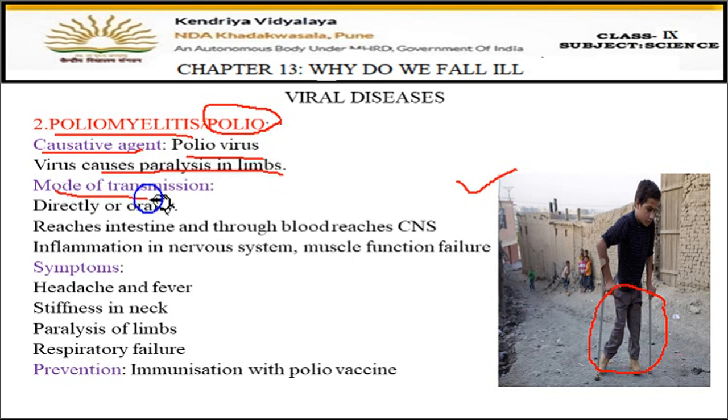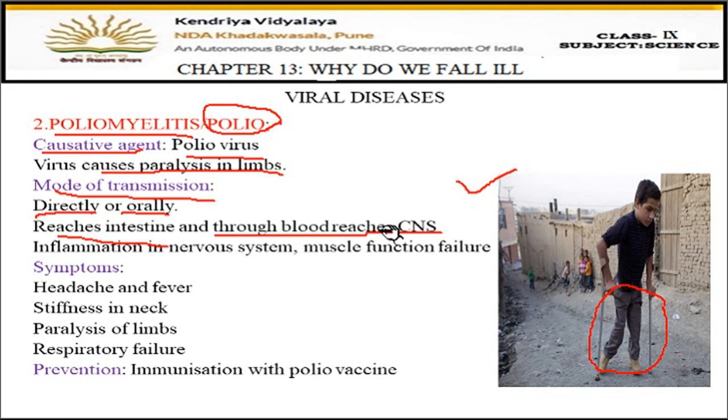Then, what is the mode of transmission? Mode of transmission is that this virus enters orally through the mouth, it enters the body, or it can also enter directly through contact with the patient. Okay, then this virus reaches the intestine, and through blood it reaches the central nervous system. Okay, suppose it enters through the mouth, then directly it reaches the intestine, and from the intestine along with the food it reaches the blood.